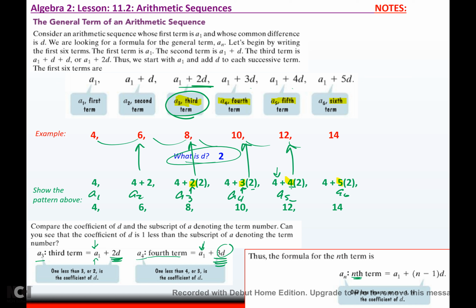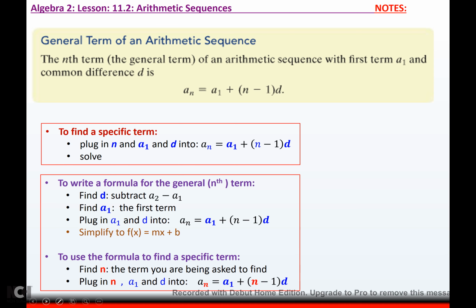If you're looking for the nth term, you take the first term and you're going to add n minus 1 copies of D. In other words, if you're looking for the 5th term, you're going to add 4 copies of the common difference to the start, and that will get you to the 5th position. Adding 4 common differences would get you to the 5th position. Alright, so there's my formula. If they want you to find a specific term, plug in n and a sub 1 and solve. If they want you to write a formula for the general term, you're going to have to find your D and your first term and plug them into this and then simplify it down to a linear function.